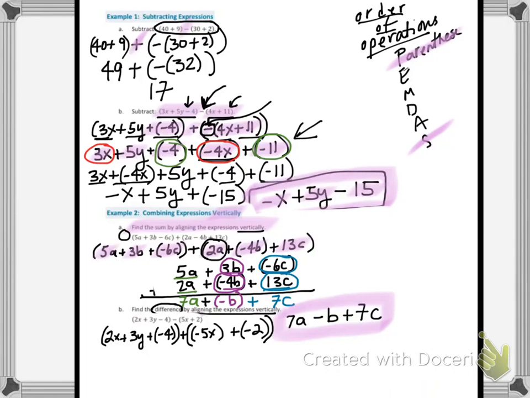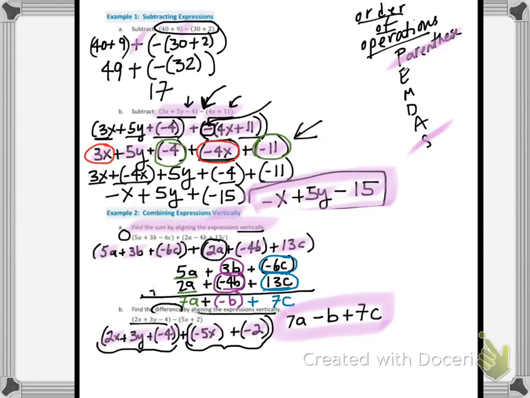Okay, let's see how you did. The first thing I did was try to get all of these terms as sums. So I have 2x, 3y, negative 4, negative 5x, negative 2. These are the numbers I'm going to use. And again, here's my one expression. Here's my other expression.